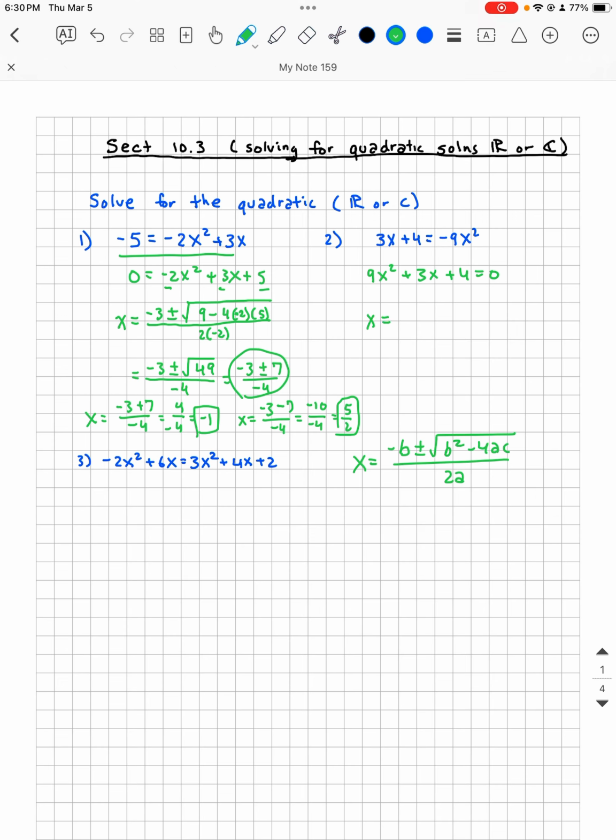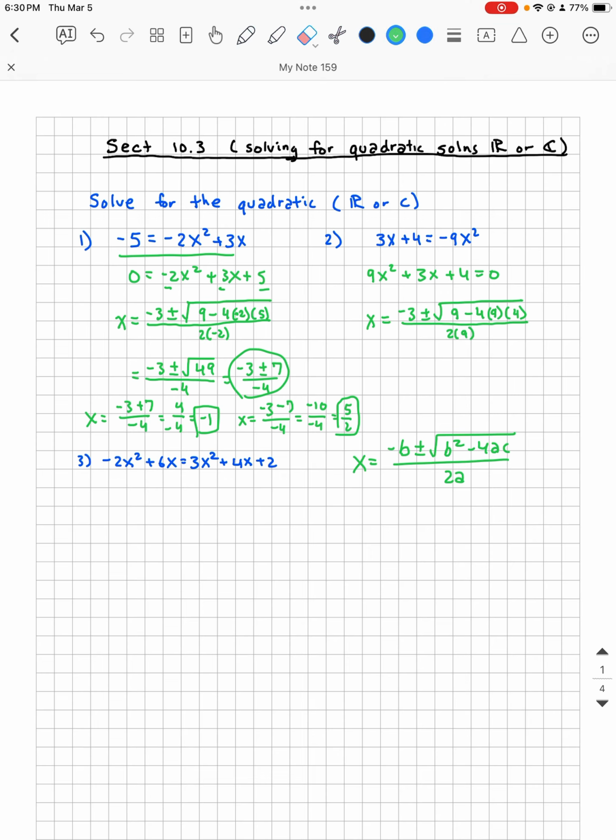So once again, according to the quadratic formula, x is equal to -3 plus or minus the square root of 3 squared, which gives you 9, minus 4 multiplied by a, which is equal to 9 again, and then multiplied by c, which is equal to 4, and all divided by 2 times 9.